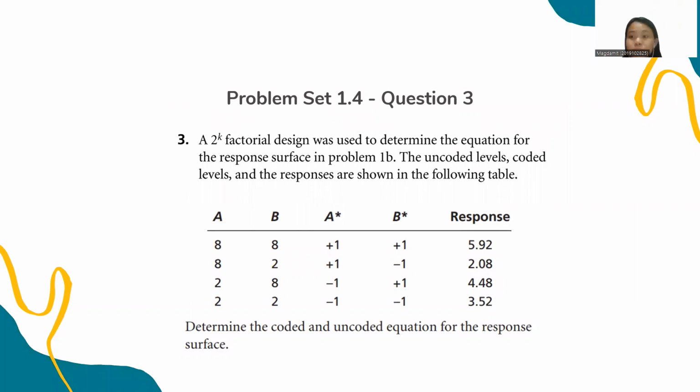Question number 3 from problem set 1.4. A 2k factorial design was used to determine the equations for the response surface in problem 1b. The coded levels and the responses are shown in the table. Determine the coded and uncoded equation for the response surface.